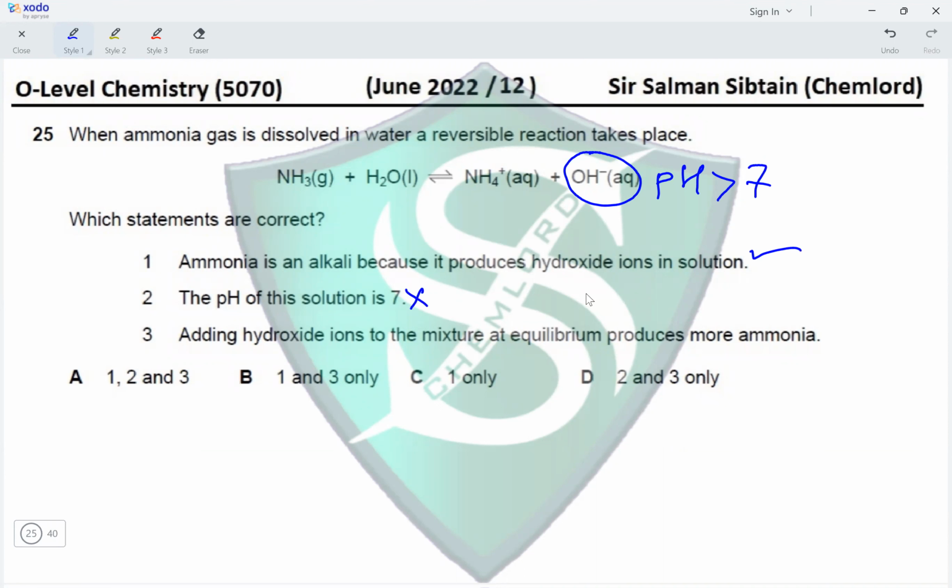Statement 3, adding hydroxide ions to the mixture at equilibrium produces more ammonia. If you increase the concentration of hydroxide ions, which is the product, the reaction would be favored in the backward direction, resulting in more ammonia being produced. So statement 3 is also correct. So out of the three statements, 1 and 3 are correct, making option B the correct option for this question.